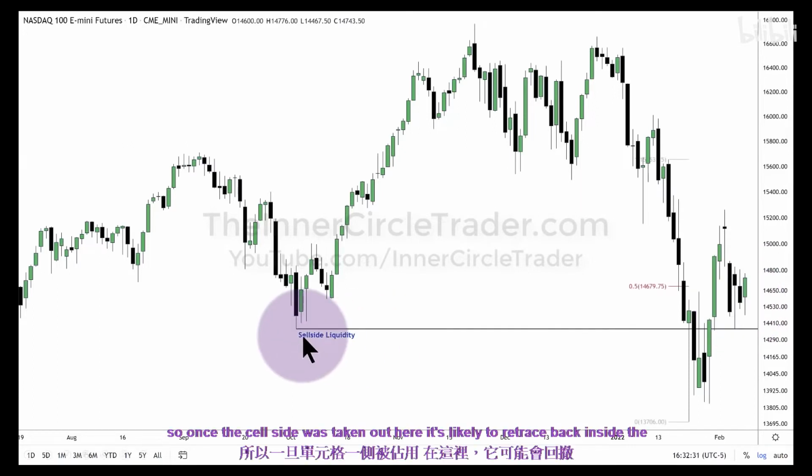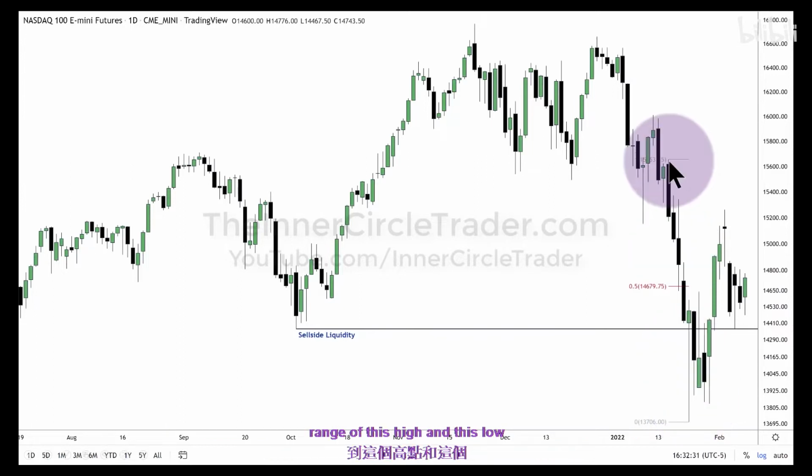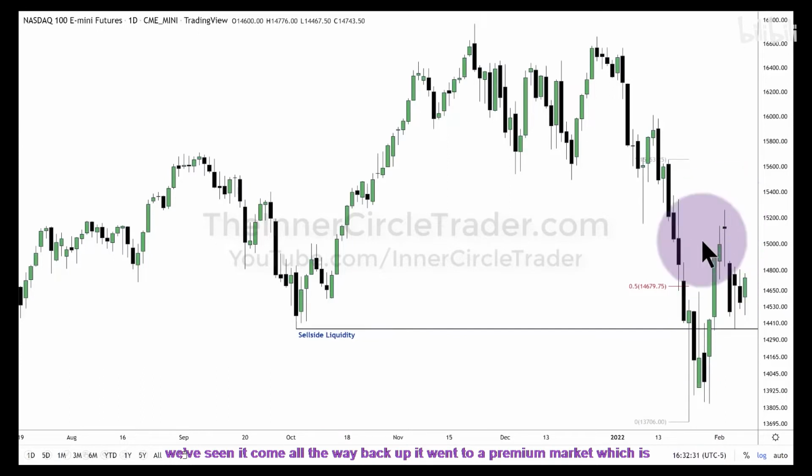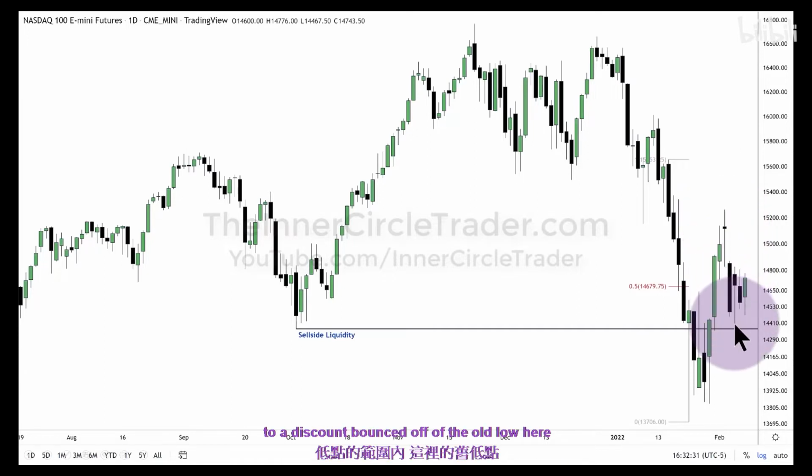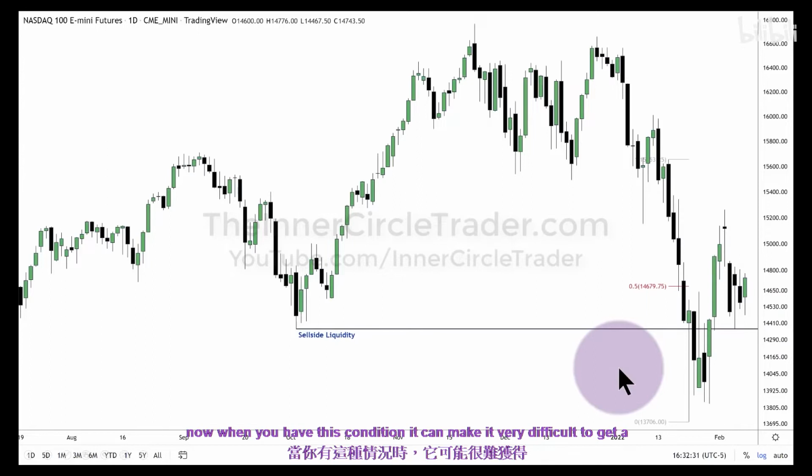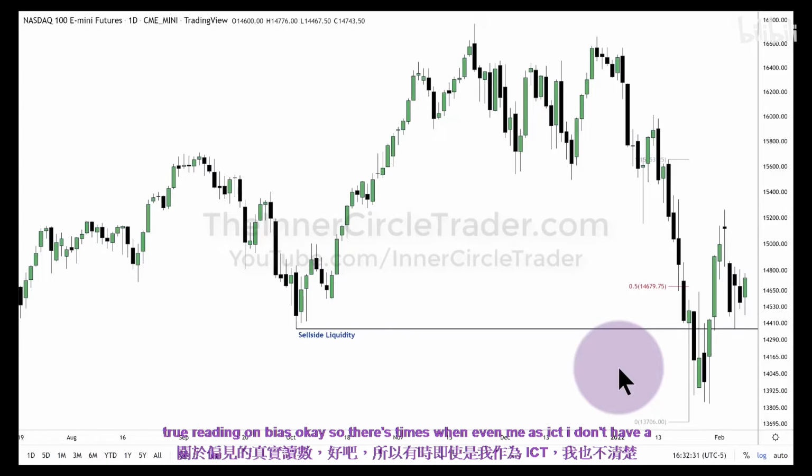So once the sell side was taken out here, it's likely to retrace back inside the range of this high and this low. We've seen it come all the way back up. It went to a premium market, which is above equilibrium here. And then we went down below to a discount, bounced off of the old low here. Then we've consolidated around equilibrium. Now, when you have this condition, it can make it very difficult to get a true reading on bias.